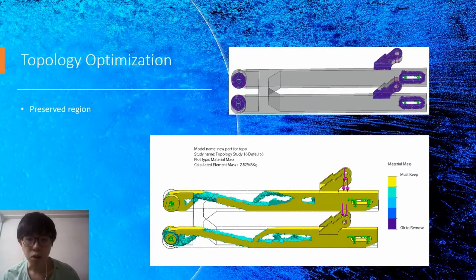Before starting the topology optimization, 16 faces of the swing arm have been set as the preserved region, which is shown as the purple color in the figure above. This is because the part needs to connect to the motorcycle using bolt and nut, so we cannot change the geometry of this part. The figure below shows the result after topology optimization. The yellow color is the part that must be kept, and the blue color region represents the part that can be removed.